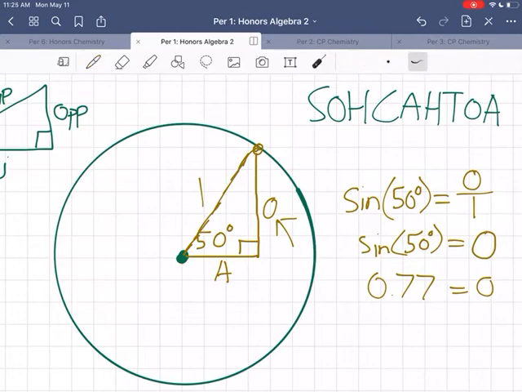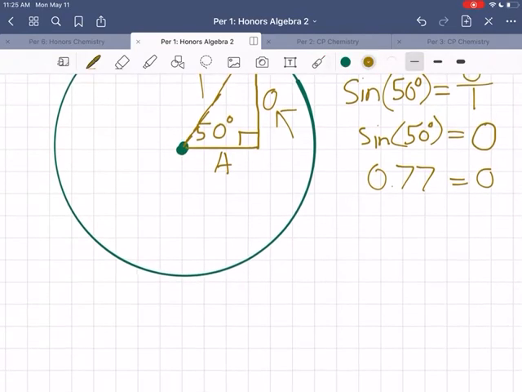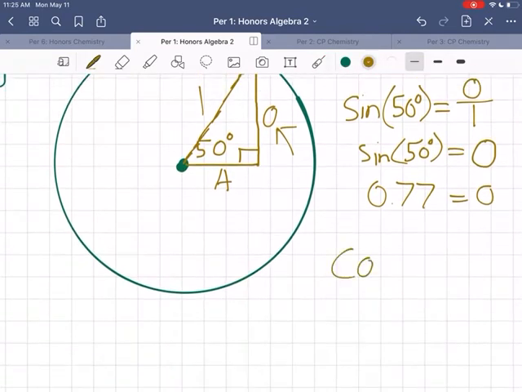The radius here is our hypotenuse, and that is the longest length of the side that we can possibly have in a triangle. And it looks like this one is slightly smaller than our radius slash our hypotenuse, so 0.77 makes sense. Let's now find the value for our cosine, which is going to give us our adjacent. Now I will put cosine of 50.